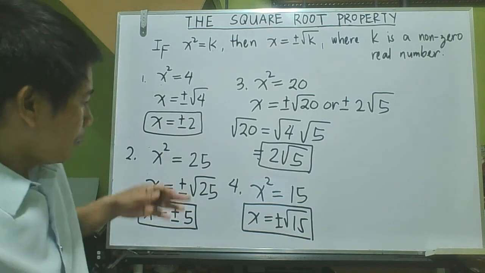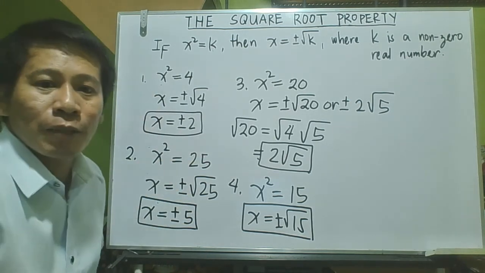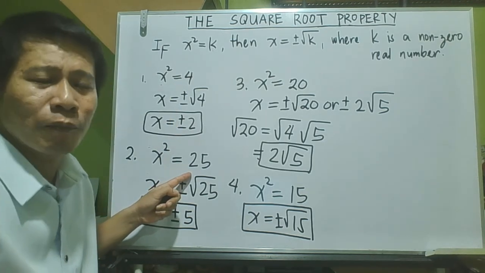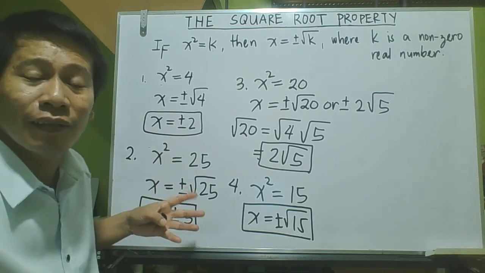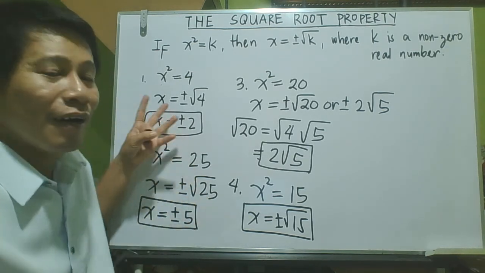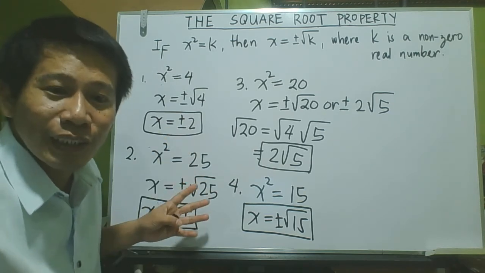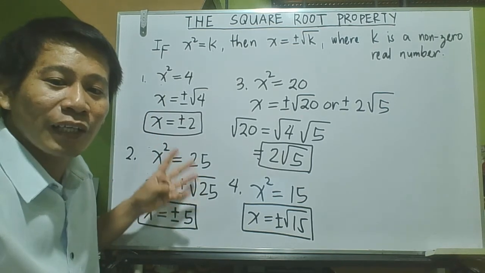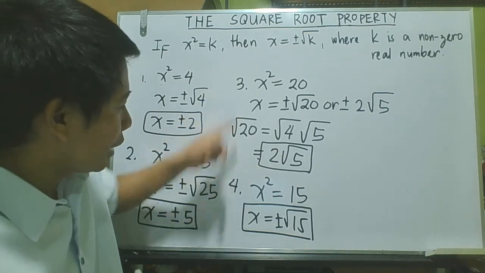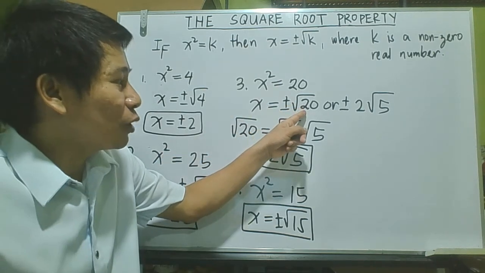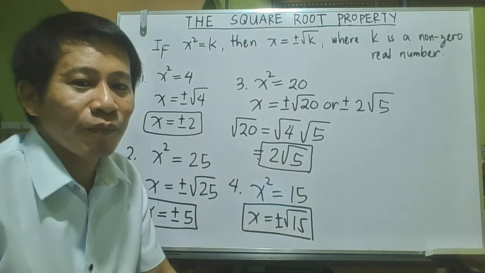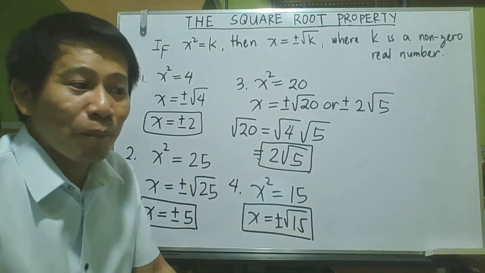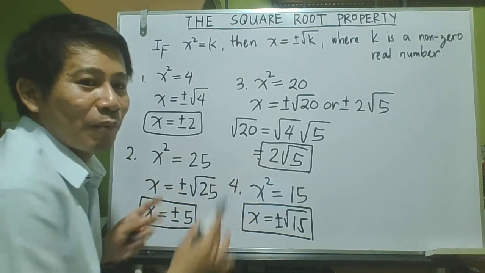Now, observe with these 4 examples here. 4 is a perfect square. 25 is a perfect square. So we have extracted their square roots. So these are rational numbers. If we describe the roots of these equations, the roots are rational numbers. While on number 3 and number 4, square root of 20 and square root of 15 are irrational numbers. They are non-perfect squares. But still, they are real numbers.